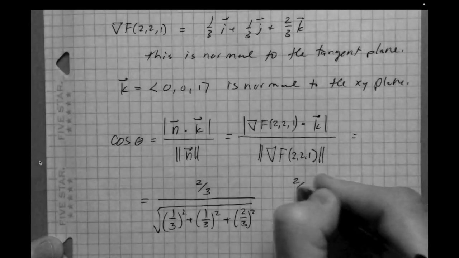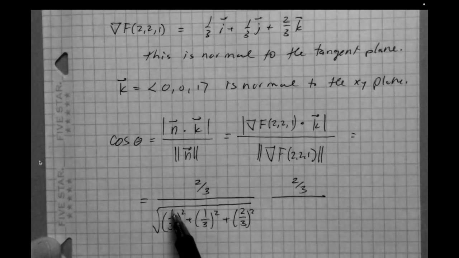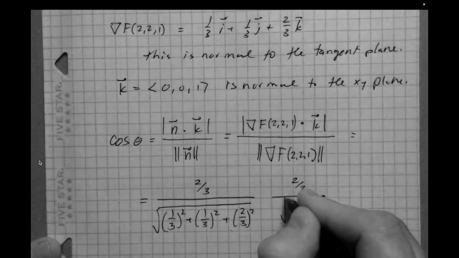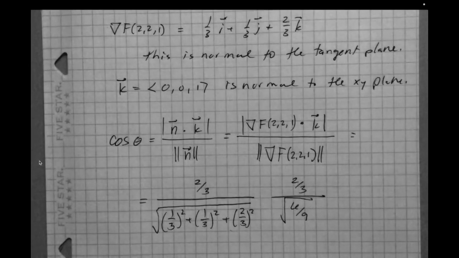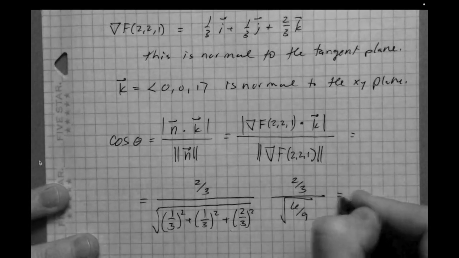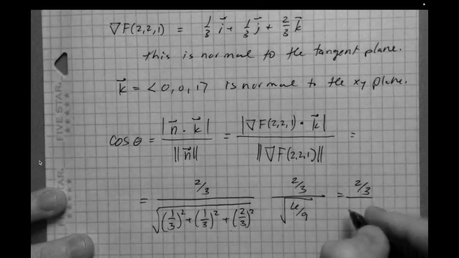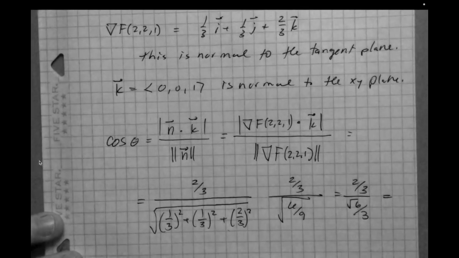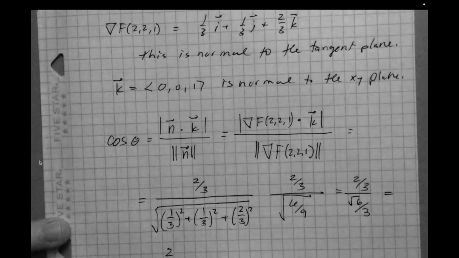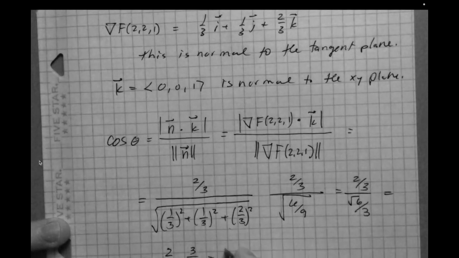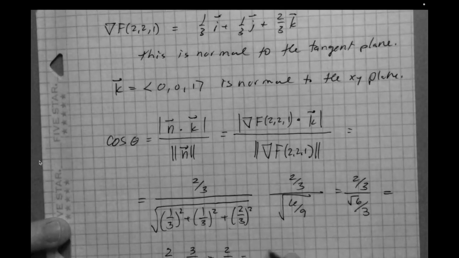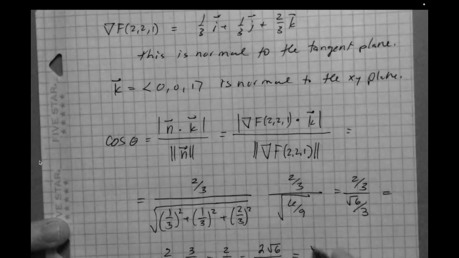Okay, and so what do we get here? Well, we get 2/3, and then on the bottom it's 1/9 plus 1/9 plus 4/9, so you get 6/9, the square root of 6/9. There are various ways to simplify this. One way, you'll see that it's 2/3 times 3 over the square root of 6, which is 2 over the square root of 6. And so you could write this as 2 times the square root of 6 over 6, so square root of 6 over 3.